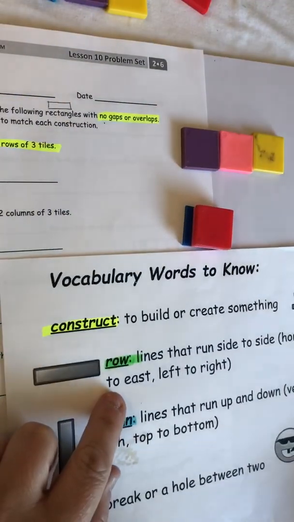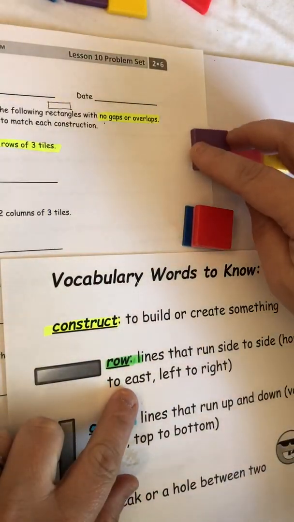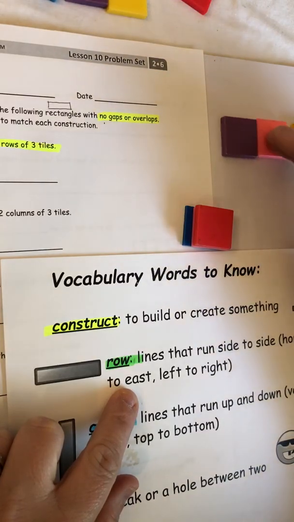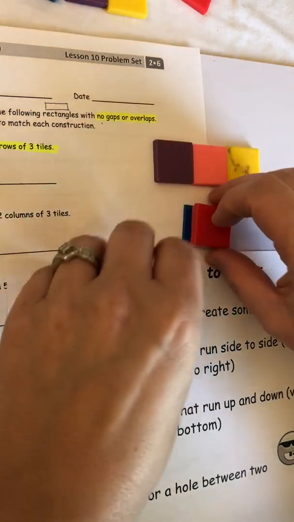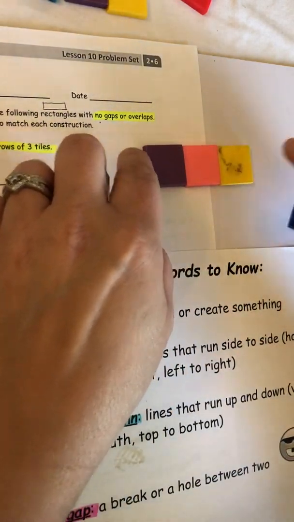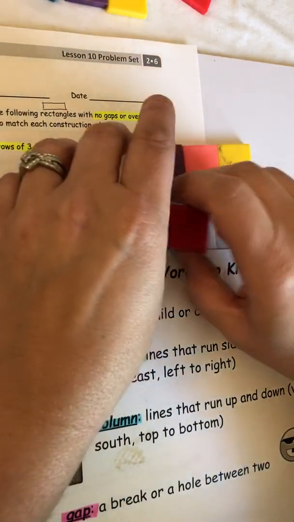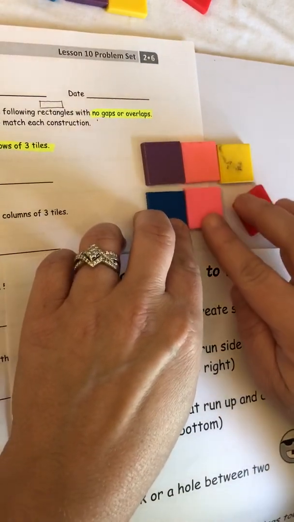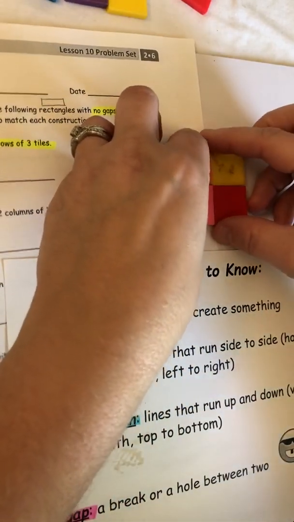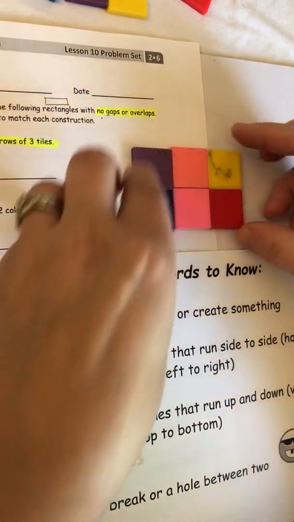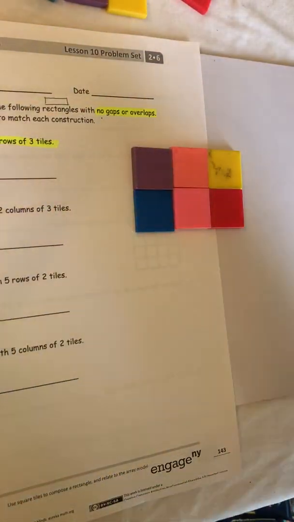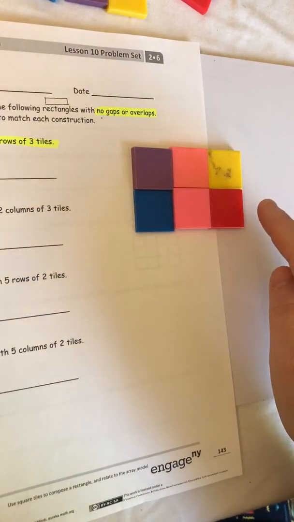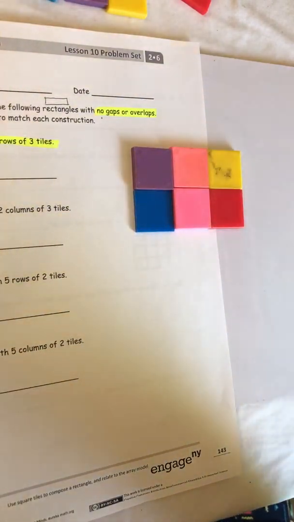Now remember, I have to go back to this. Which direction does a row go? Oh, that's right, it's horizontal. Row 1. Sorry, I'm going to build it over here so I can see it. Row 1, no gaps, no overlap. And here's my row 2. So I'm going to put this nice and close together. There we go. No gaps, no overlaps. That is 2 rows of 3 tiles.